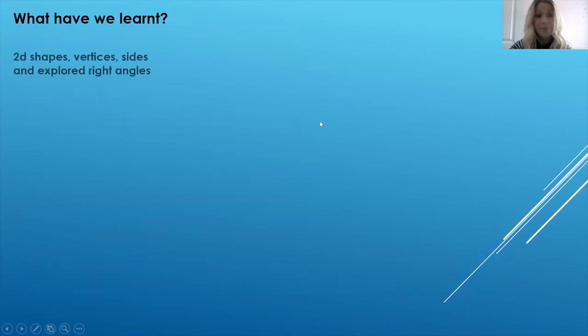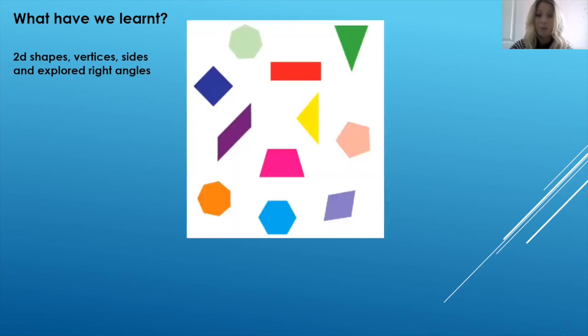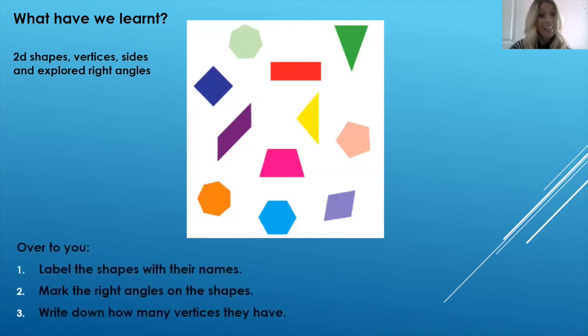So what have we learnt? We've looked at revising our 2D shapes, looking at vertices and sides and exploring right angles. So here are some new shapes. And now it's over to you. You'll be getting a worksheet of these shapes. And I want you to do 3 things. The first one is I want you to label the shapes with their names. The second, I want you to mark down the right angles on the shapes. And in the middle of the shape, I want you to tell me how many vertices they have.